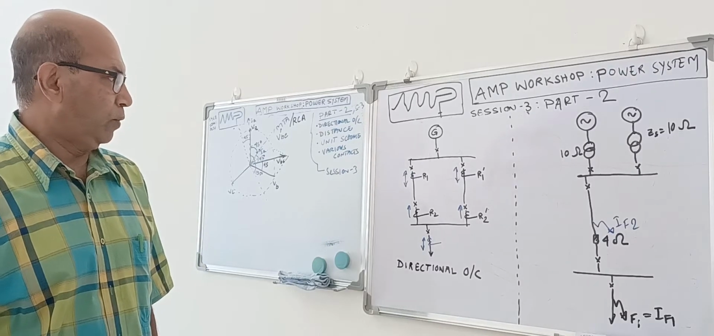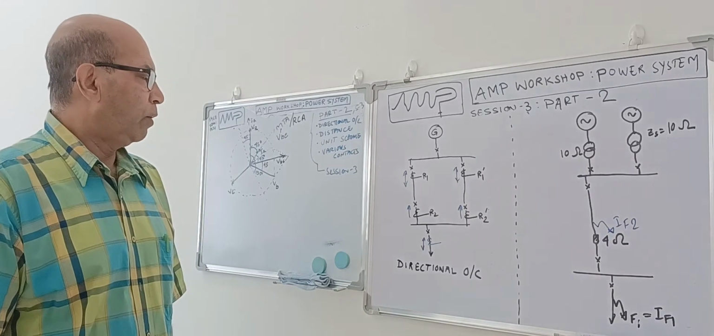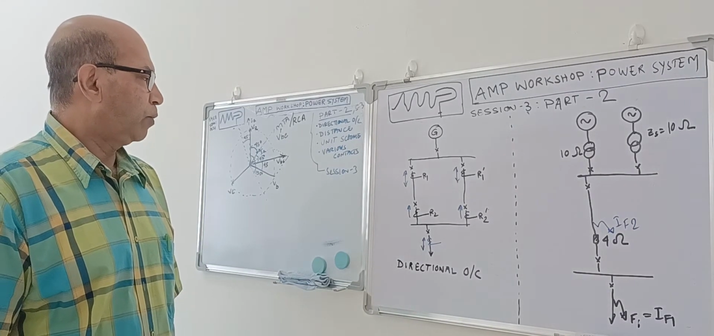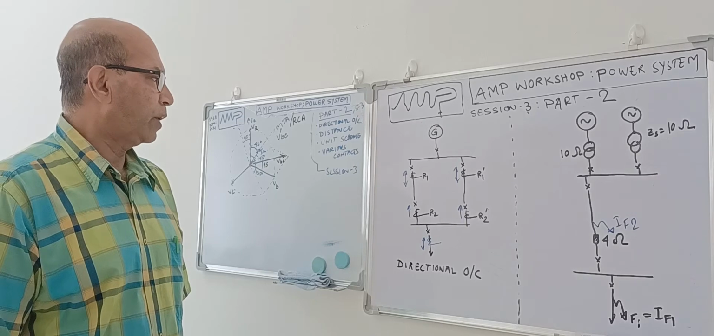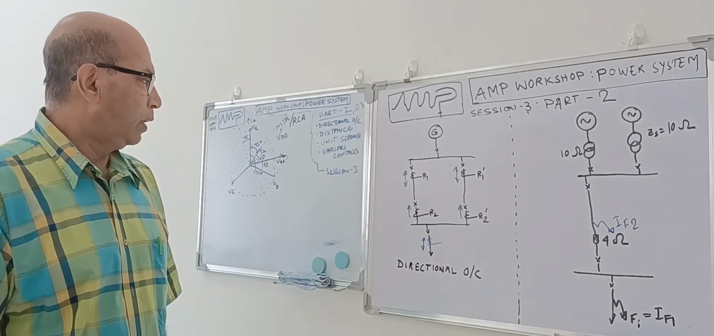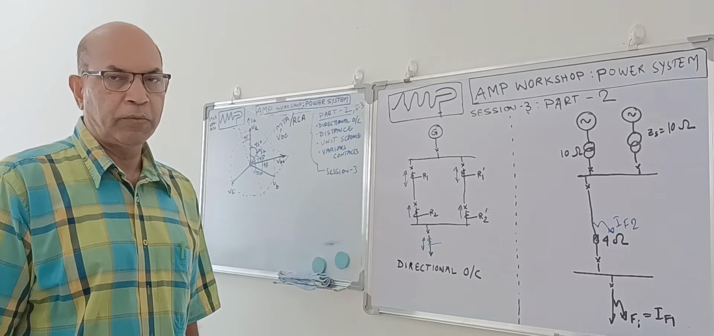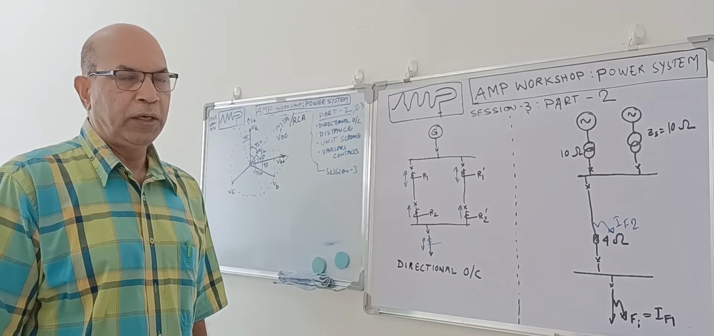In part 2, we will be trying to cover within 45 to 50 minutes one of the protection functions, that is the directional overcurrent function. Then we will discuss the distance protection function. Then we will go to the unit scheme, and then we will discuss the various contacts of the relay.